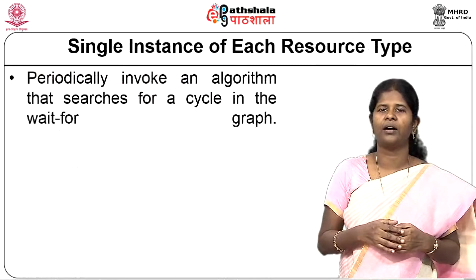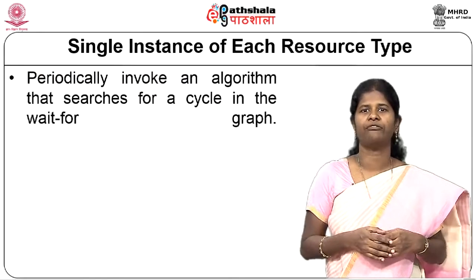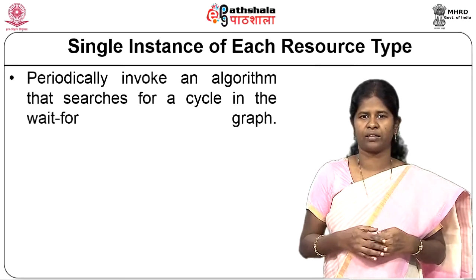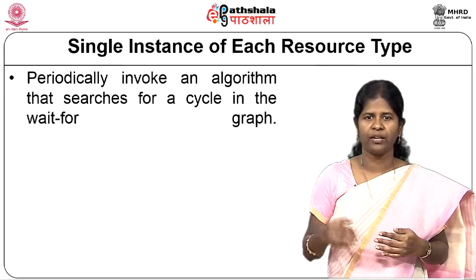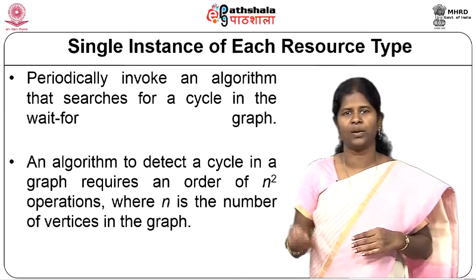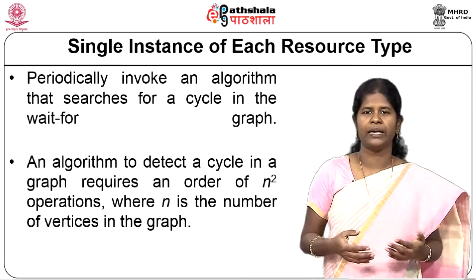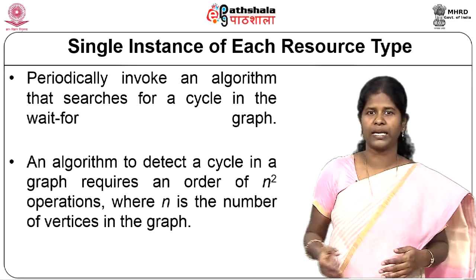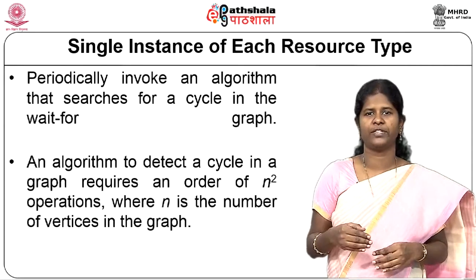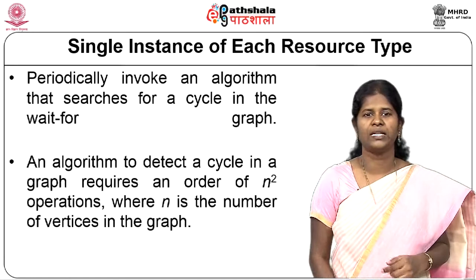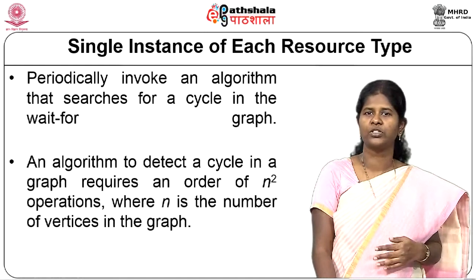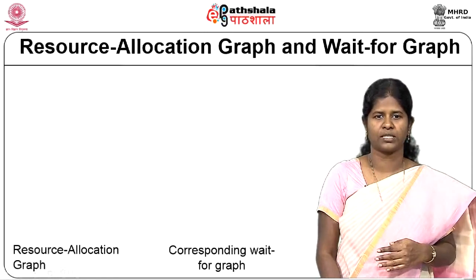After you form this wait-for graph, you need to periodically invoke a cycle detection algorithm that will find out if there are cycles in the wait-for graph. If there are cycles in the wait-for graph, then it means a deadlock has already happened in the system. If there are no cycles, then there is no deadlock in the system. But this algorithm to detect a cycle in a graph requires order of n square operations, where n is the number of vertices in the graph, which corresponds to the number of processes involved in the system.